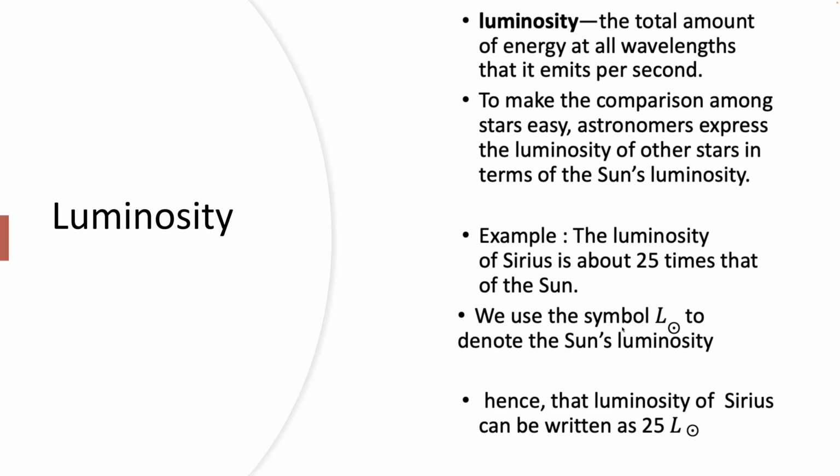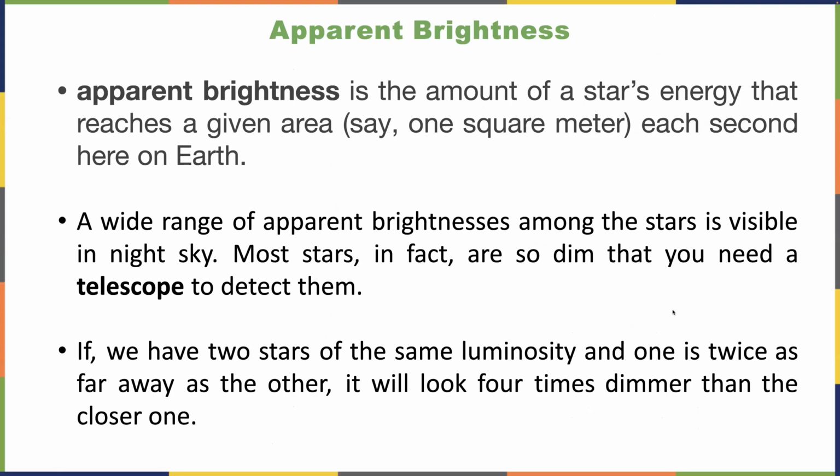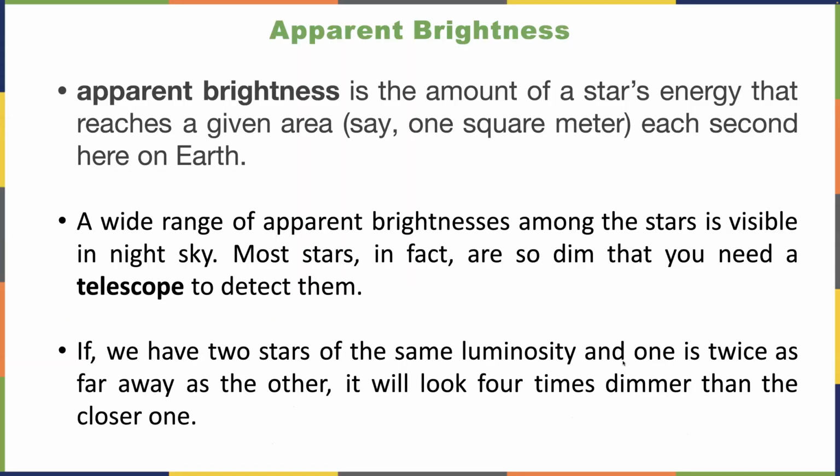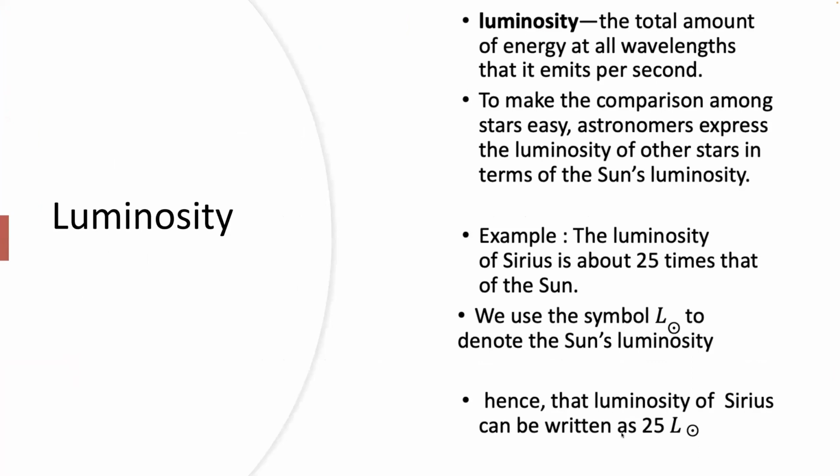We use this symbol right here, L, and this is actually not zero, by the way, right? So this is a different symbol to express the sun. So when you have this symbol, in any way, you should understand that this means the sun's luminosity, right? Now, in our example, if we want to write the luminosity of Sirius in terms of the luminosity of the sun, this is how we are going to write it: 25, and this L symbol right here, right? So this is called 25 times the luminosity of the sun.